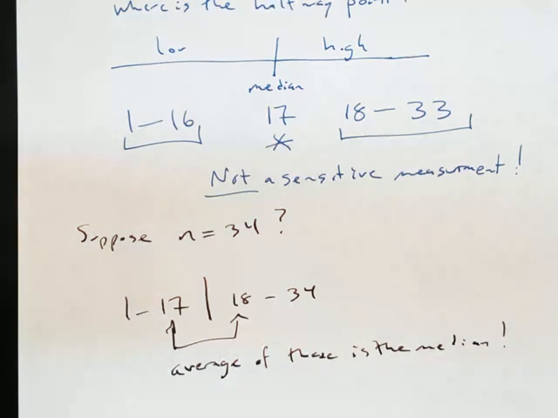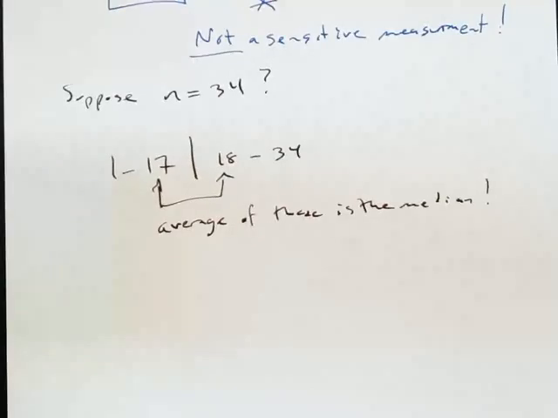Now, if you have an odd number of things, your middle will be one of those things. If you have an even number of things, your middle will split. If the two are the same, that's the value. Otherwise, it's their average.